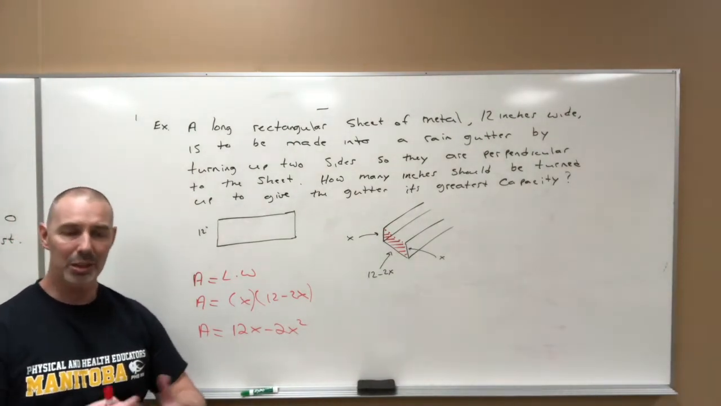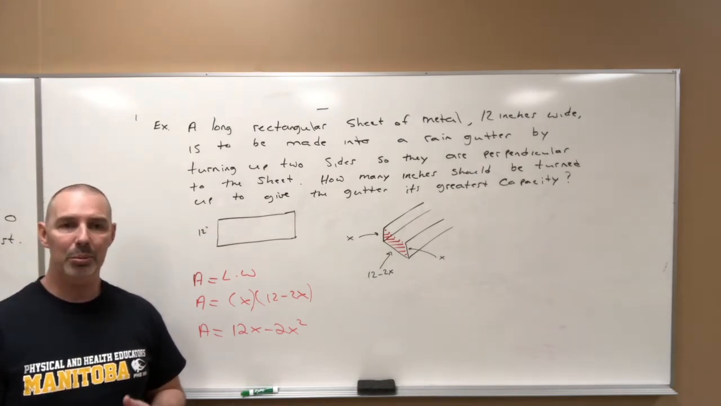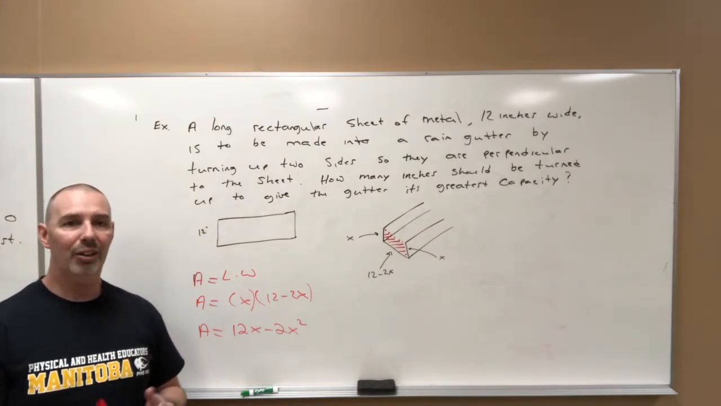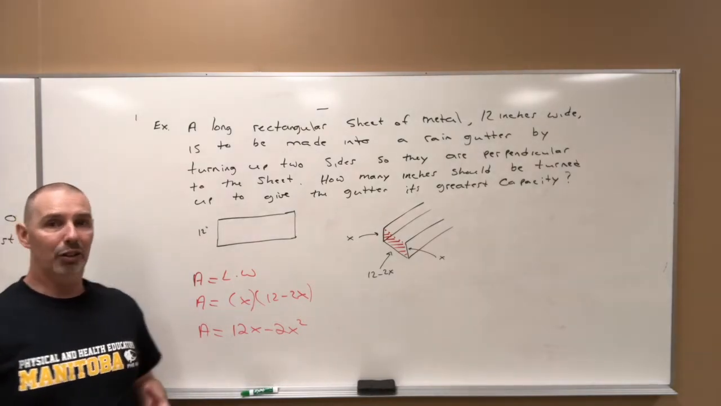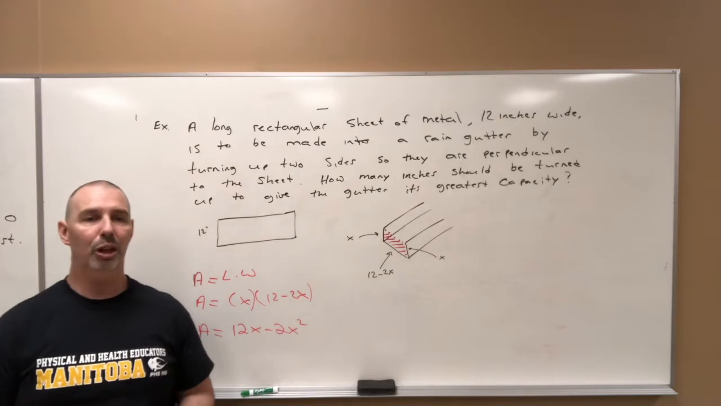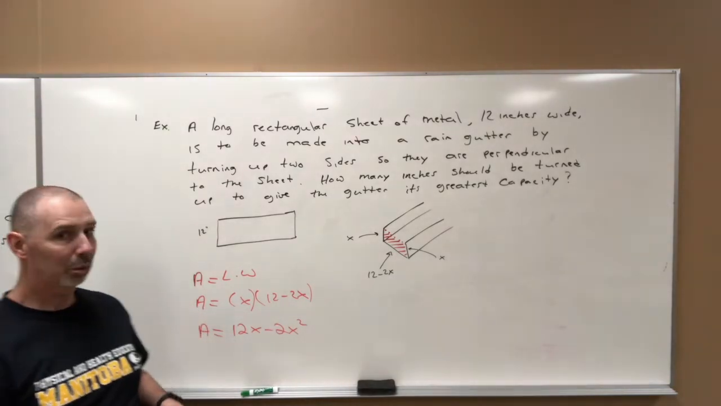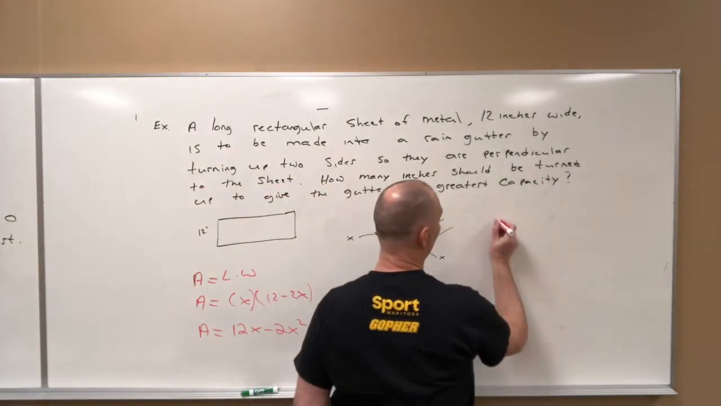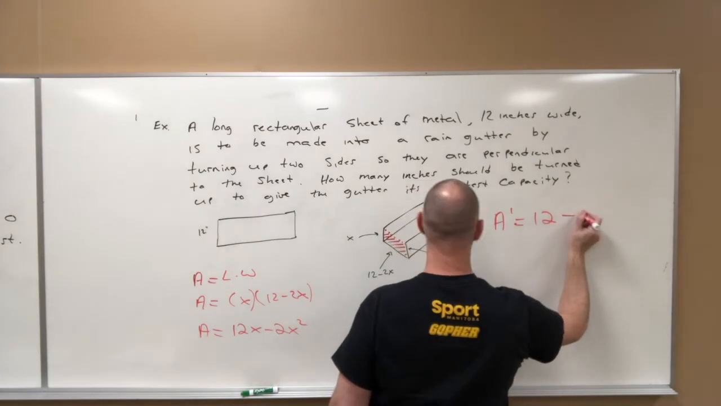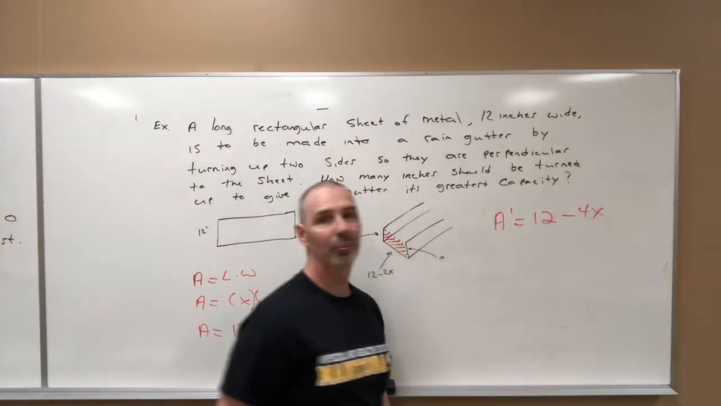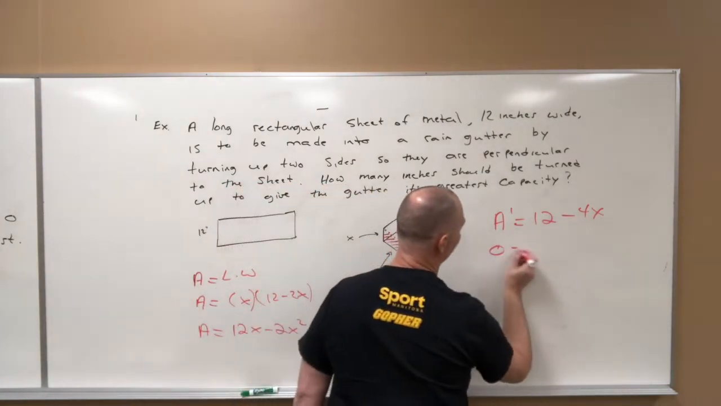So again, now to find the max and min, we want to find the critical number. We're going to recognize that the max and min will occur at the critical numbers. So to find the critical numbers, we need the derivative, because we're going to remember that critical numbers are numbers that make the derivative equal to 0. So let's find the derivative. I'm going to come over here, we'll rewrite it over here. So now A prime, the derivative, is going to equal 12 minus 4x. There's our derivative. Let's make that derivative equal to 0.